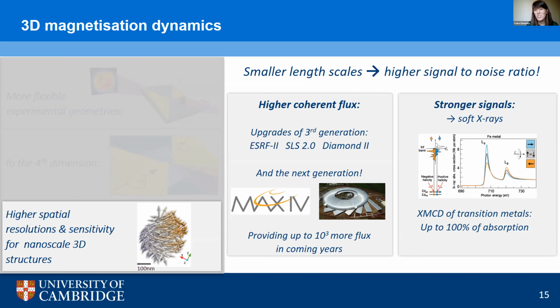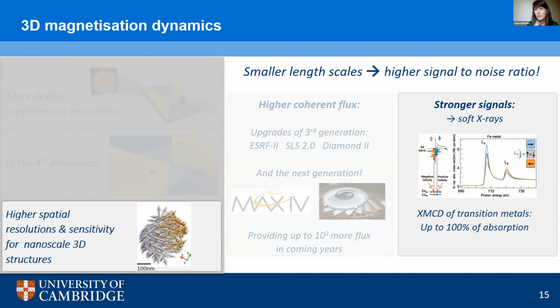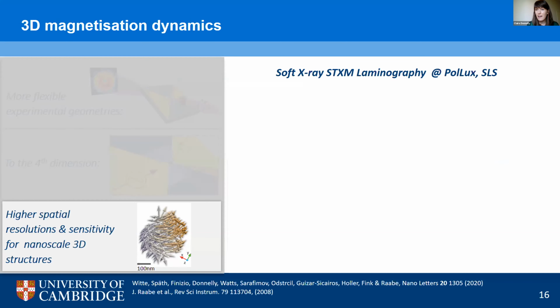And this means that by going to soft X-rays, where the XMCD signal is strong, as opposed to hard X-rays where it's very weak, it can be up to 100% of the absorption of our sample. We've been working on both of these avenues in recent years, but in this talk today, we're going to focus more on the soft X-ray 3D imaging, where we have implemented a magnetic laminography setup at the Pollux beamline at the Swiss Light Source.